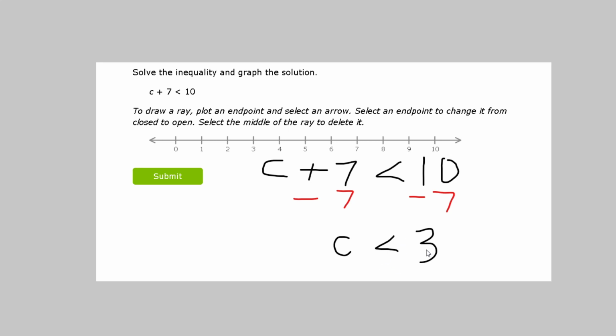There's no bar here, and we're comparing it to 3, so we're going to do an open circle at 3, since 3 actually wouldn't work. And then we need to decide which way the arrow should go. Well, our answer is our number's less than 3. So 2 is less than 3, 1 is less than 3, 0 is less than 3. All the numbers in this direction are going to work. -1 is less than 3, -2, and so on. So this shows every number that'll work for this.